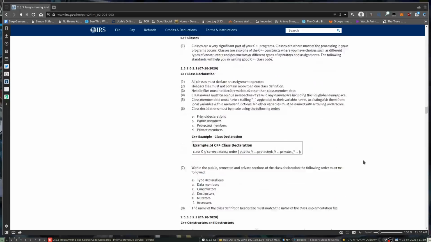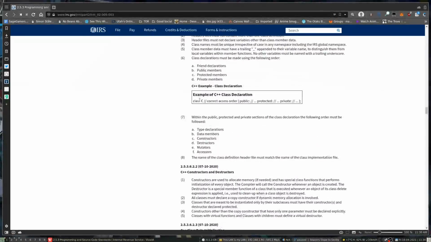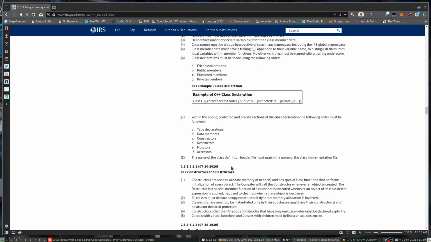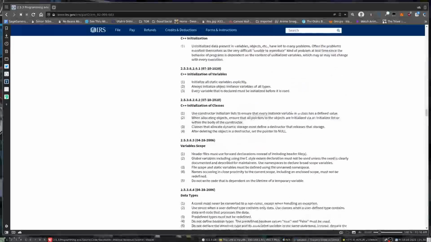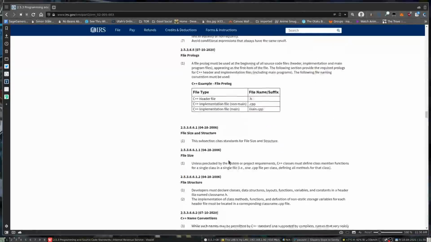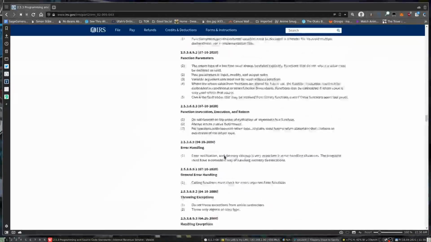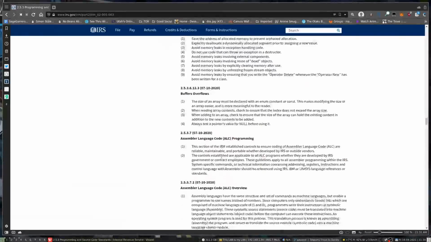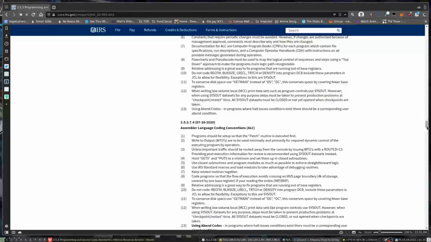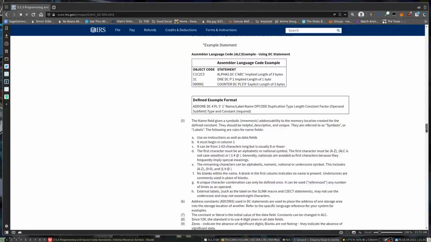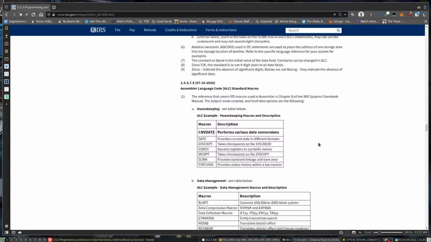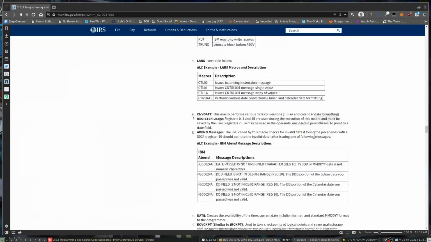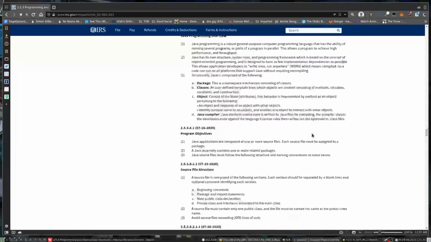So yeah, here's our C++ overview. Here they've got the class declaration example. They've got a few examples up here, but not that many. So I guess it's less of a tutorial because they don't have that many examples, depending on what you're looking at. But they've got them scattered here and there. And then they've got the whole assembler tables of commands and stuff.